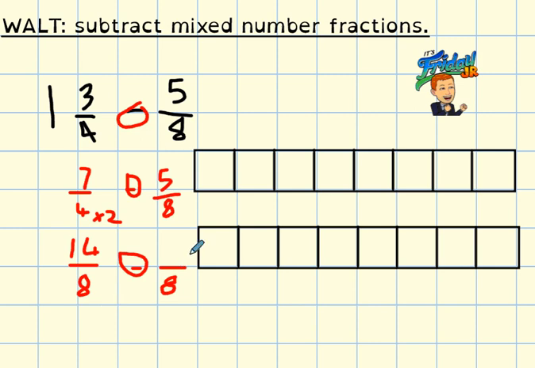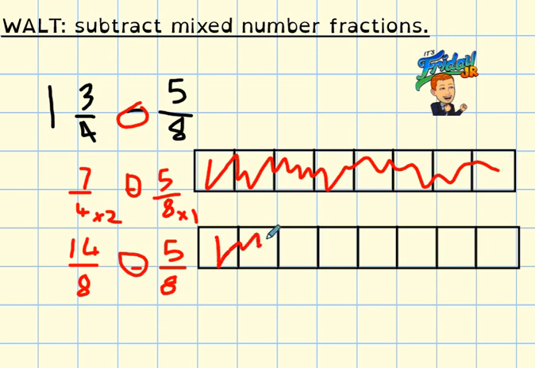How do I get from 8 to 8? Times by 1, so my 5 times 1 would give me 5. So if I'm shading in 14, I know that 1 whole is the same as 8 eighths. 9, 10, 11, 12, 13, 14. If I'm taking away 5, 1, 2, 3, 4, 5.